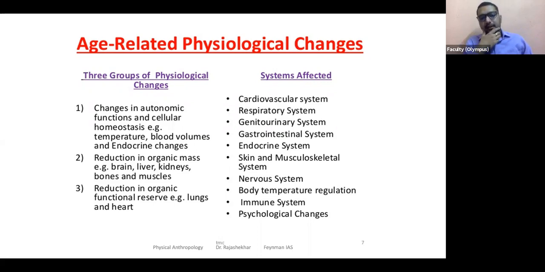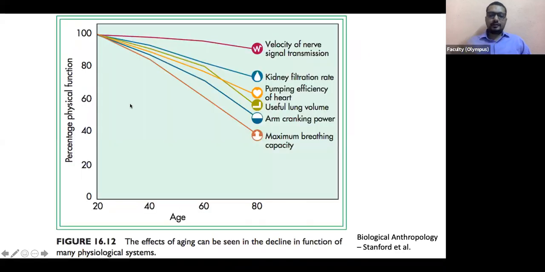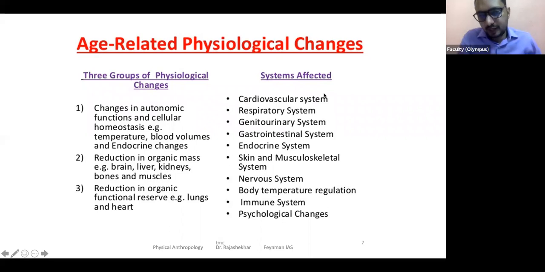Third point is the reduction in the organ's functional aspect or functional reserve of it. Lung function, heart functions that we talked about here in the previous image. These aspects, physiological function, capability, because as the number of cells are decreasing, our number of active cells are decreasing, so the functional capacity or functional reserve of it also changes.